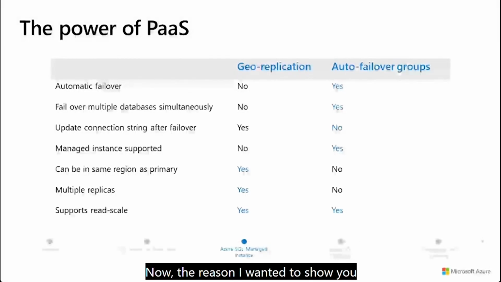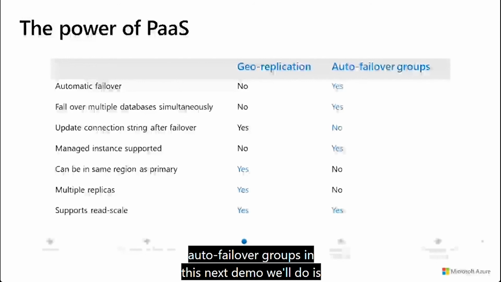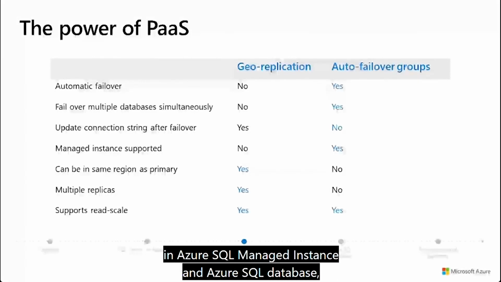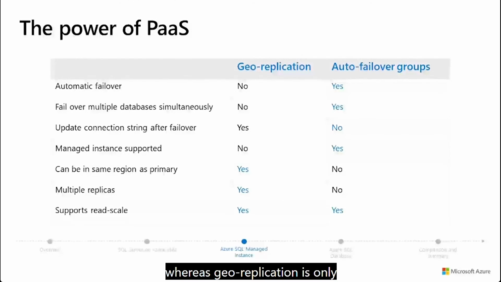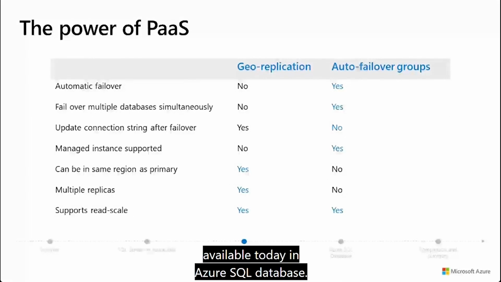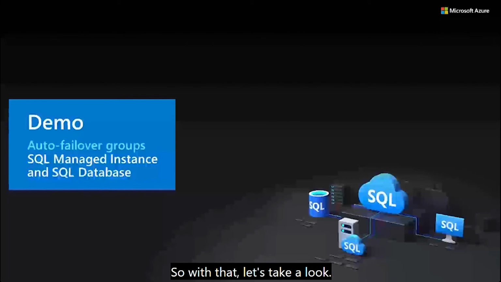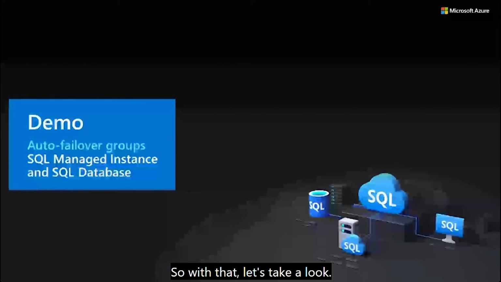Now, the reason I wanted to show you auto failover groups in this next demo we'll do is because today auto failover groups is available in Azure SQL Managed Instance and Azure SQL Database, whereas geo-replication is only available today in Azure SQL Database. So with that, let's take a look.